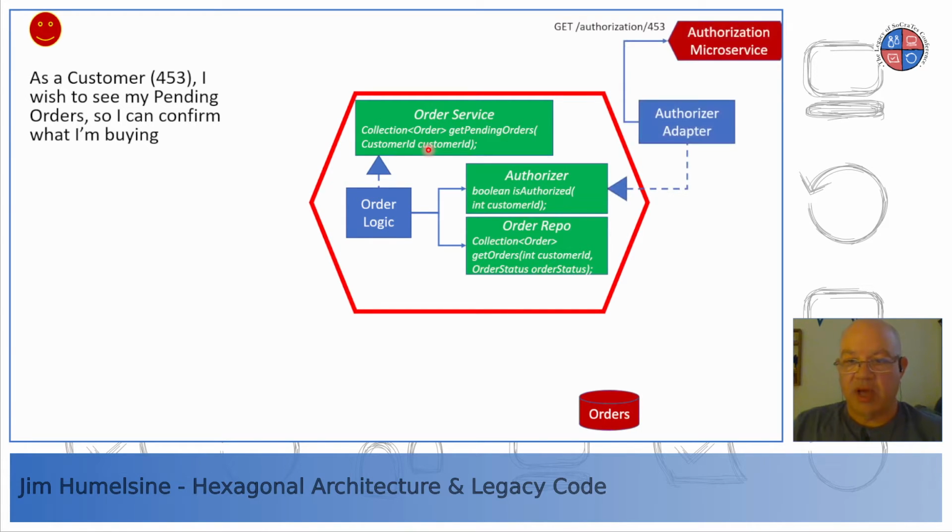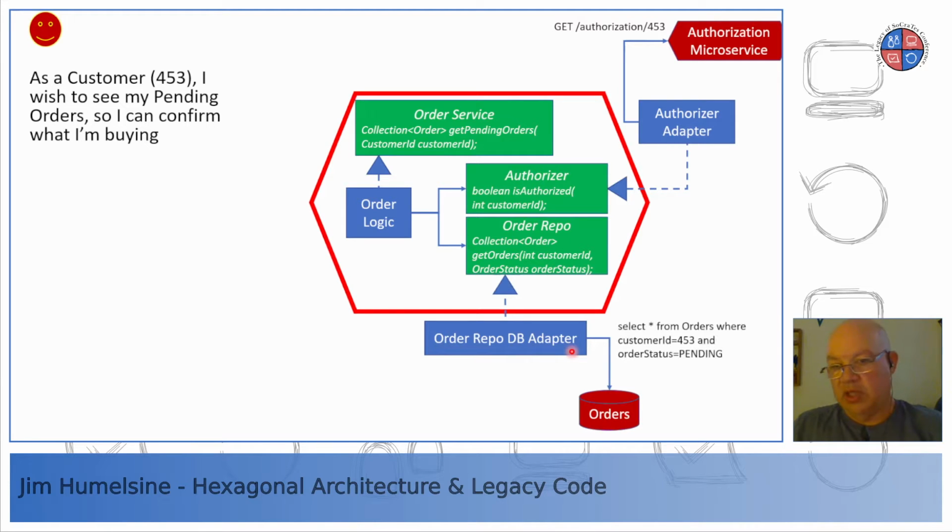And for the authorizer, we have an adapter that goes to an authorization service. So it's basically going to make a get RESTful call to look for the authorization for number 453. And if it returns successful, then it will call the order repo, which is implemented by this adapter, which is going to be a select query that gets the orders for customer ID 453, where the order status is pending.